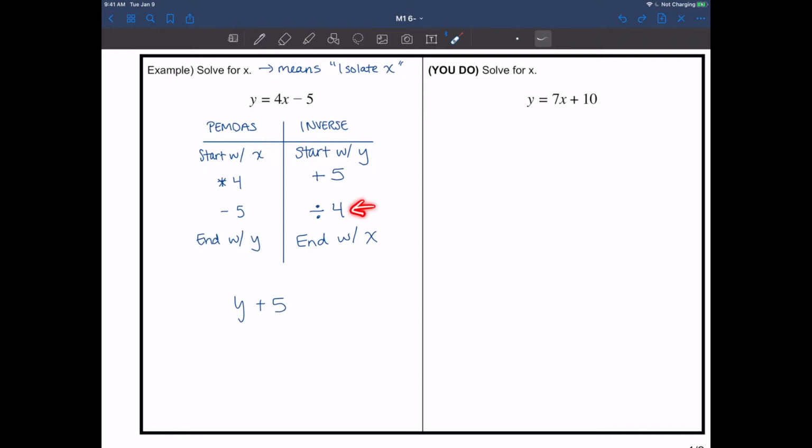Next, divide all of that by 4. And then end with x. So, I showed you algebraically how to get to this final answer, but with this graphic organizer, I don't have to, because you're telling me that you know the steps to get there.